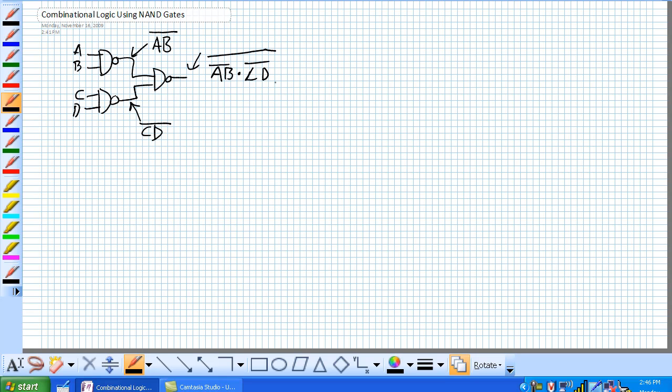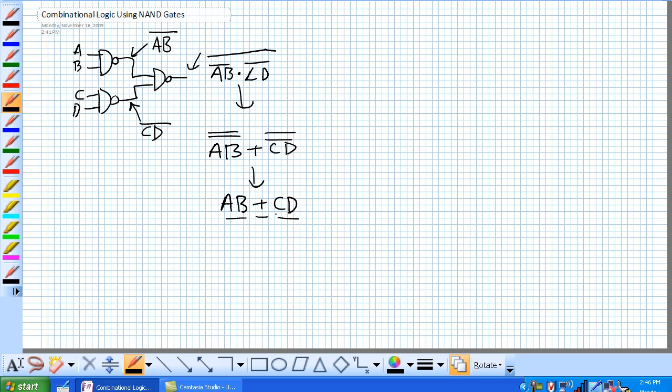So what are we going to use here? We're going to use De Morgan's theorem. Basically, we can break this apart, and we know that a double negative will cancel. AB or CD. So what we've done here is basically simplified from the two-layer NAND circuit. We've got an AND layer and an OR layer.